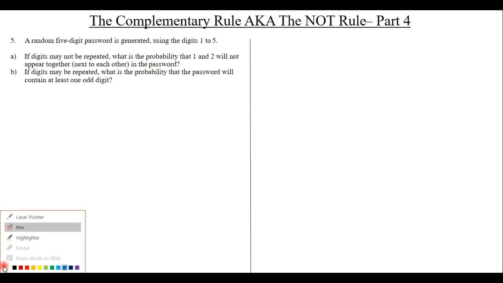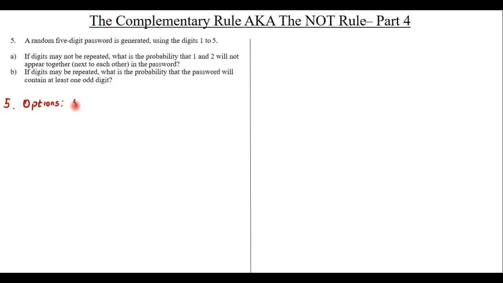All right, so without wasting any further time, let's go ahead and read the instruction here. A random 5-digit password is generated using the digits from 1 to 5. So here we have a 5-digit password. The first thing I always need to do is understand the options that we have. I have 5 options here, between 1 and 5. Now let me read the first question. If the digits may not be repeated, what is the probability that 1 and 2 will not appear together, which is next to each other in the password?